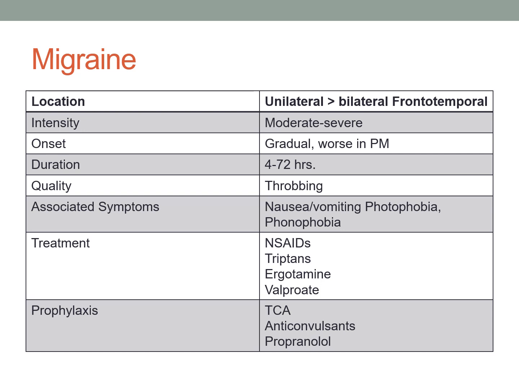Migraine headache is a unilateral or bilateral frontotemporal headache. It is moderate to severe in intensity. Onset is gradual, worsening in the PM. Duration is from 4 hours to 72 hours. It is throbbing in nature. It can be treated with NSAIDs, triptans, valproate. Prophylaxis is tricyclic antidepressants, anticonvulsants, propranolol.